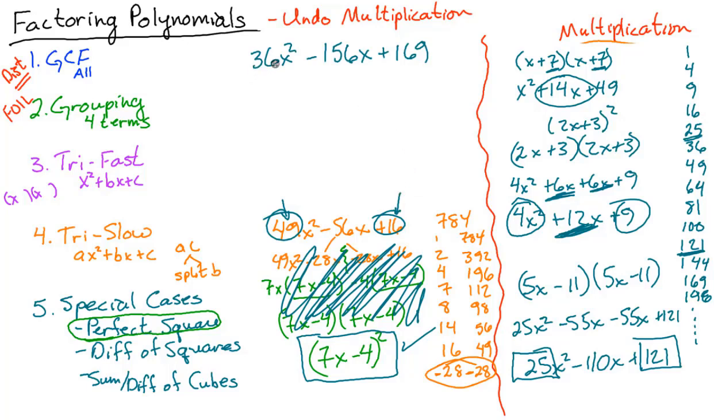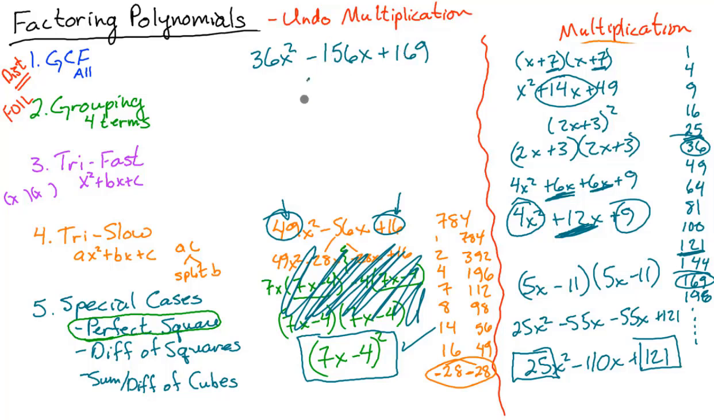Here we have one, 36x squared minus 156x plus 169. If you look at this and you're like, oh, yep, we're going to have to take a times c and split b. Oh, 36 times 169. As soon as you hear that, oh, sometimes you'll have to do it. But if you can identify this number, 36, is one of these special perfect squares, there it is. 169 is one of these perfect squares, there he is. Then this is 6 times 6, 13 times 13.